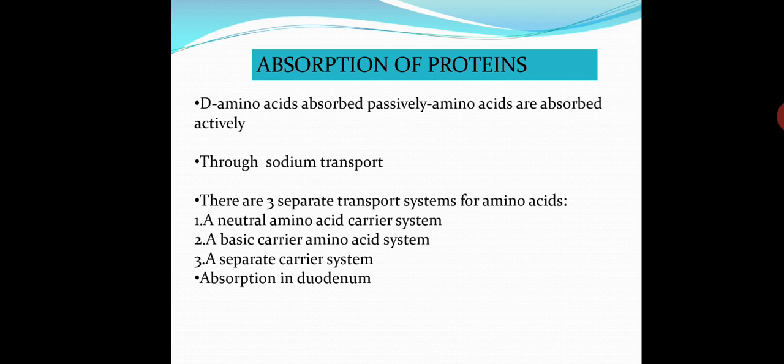Now let us learn how these digested proteins or amino acids get absorbed into the bloodstream. D amino acids are absorbed slowly by passive diffusion only, while L amino acids are actively transported. L amino acids are absorbed more rapidly than D isomers. These L and D forms are the configuration of amino acids. The absorption of both D and L isomers is coupled to a sodium transport, like co-transport of glucose and sodium.